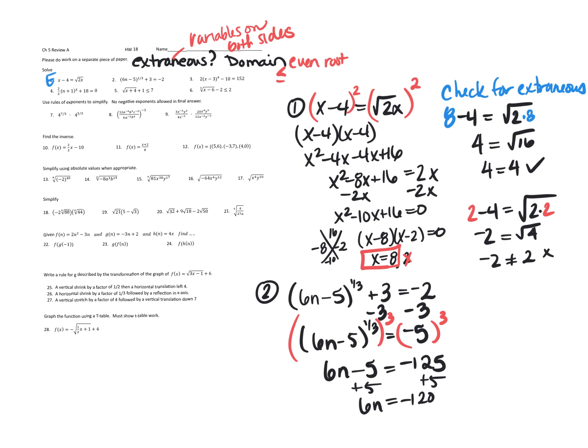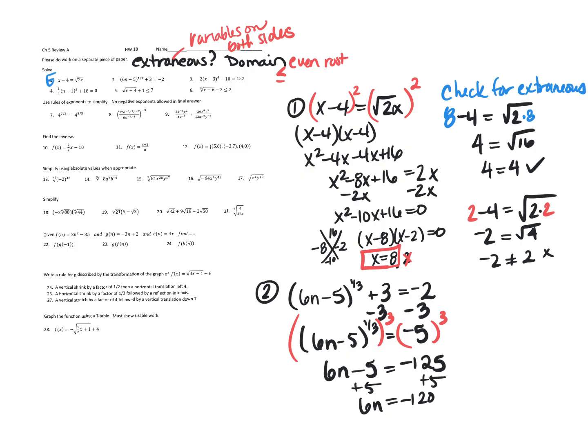So number 1, x minus 4 equals the square root of 2x. Well, if I want to get rid of the square root on this side, the square root's already by itself, I'm going to square both sides. And remember that to square x minus 4, I have to do x minus 4 times x minus 4, which is x squared minus 8x plus 16. That equals 2x. Now when I have an x squared and an x, we're going to get it equal to 0. So x squared minus 10x plus 16 equals 0.